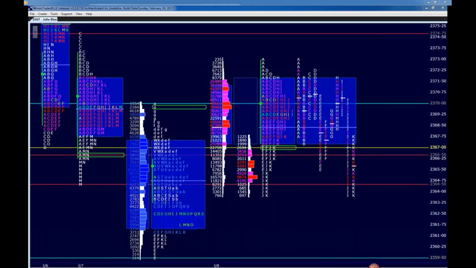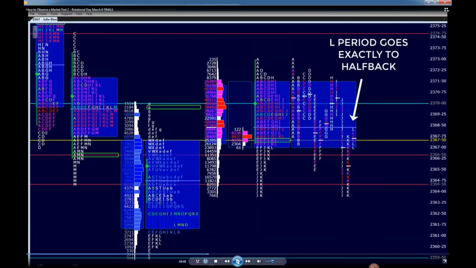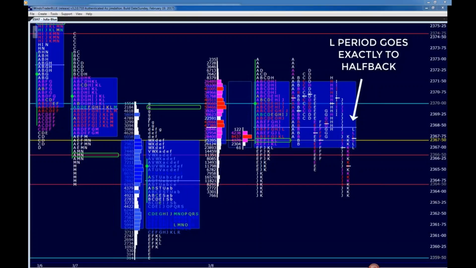Now, look again. There's no excess on the low. So the odds of that being the low are pretty poor. Okay, stop. Can you stop there, Julia? L period goes exactly to half back. When the market is loaded with traders, that is not uncommon. It is not a strong reference. And I'm going to come back and discuss that reference later at the end of this day.